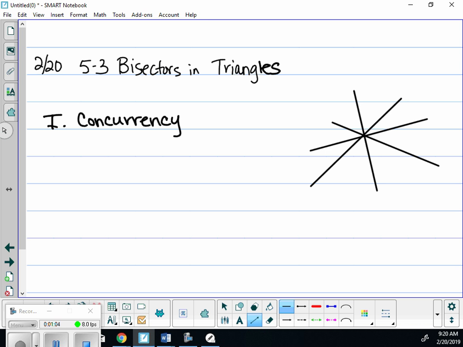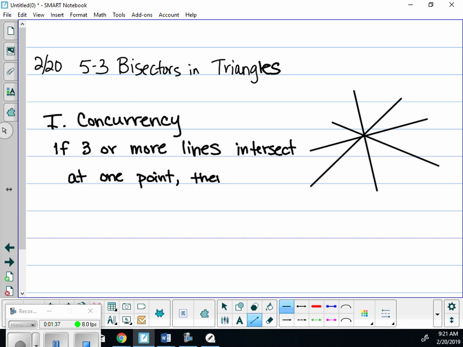So when you have three or more lines that intersect at one point, they are called concurrent. So if three or more lines or line segments or rays intersect at one point, then they are what is called concurrent.